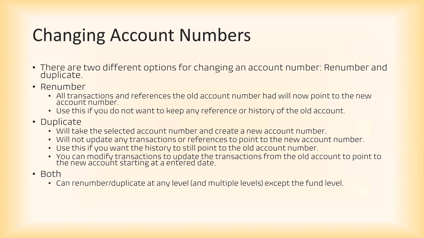They can renumber and duplicate at any level and multiple levels except the fund level. Obviously, you can't duplicate a 201, so you can run them at any level. And then the account tree will automatically be created if one does not exist. So, for example, if you duplicate a level 6 account and you don't have any of the previous levels, it'll automatically fill out the account tree. So you have your 201, 0, whatever, and so on until you get to that level.